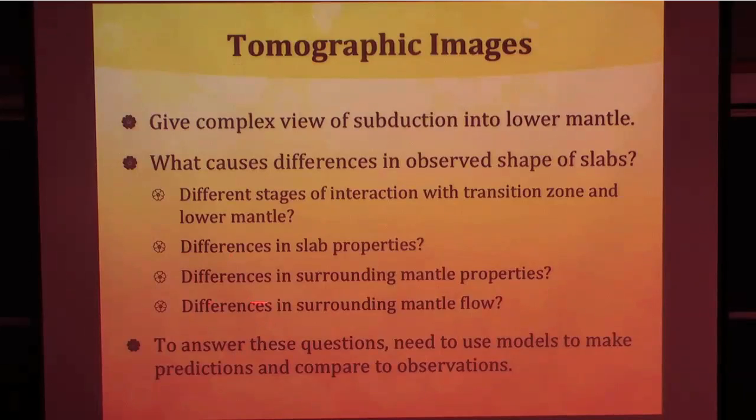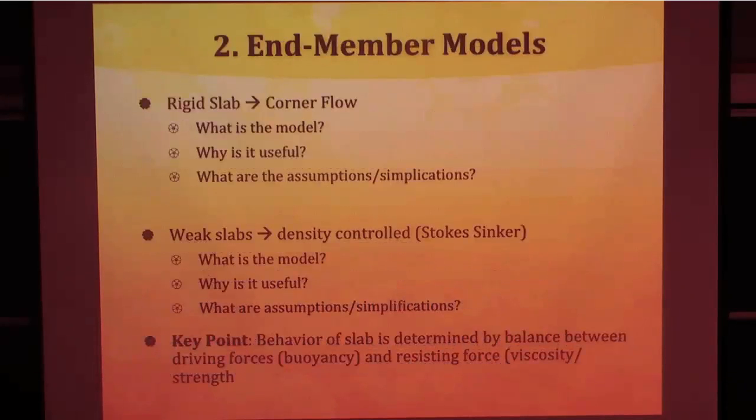And then finally, differences in surrounding mantle flow. A lot of subduction models have been done in an empty box, slabs just sinking into a box that only responds to the slab sinking. But in the real Earth, slabs are sinking down, plumes are coming up, you have large-scale mantle flow, and so a lot of what we see in the shape of slabs may depend on what the larger scale flow is around it. Okay. All right.